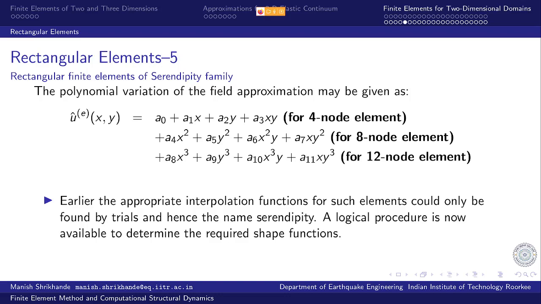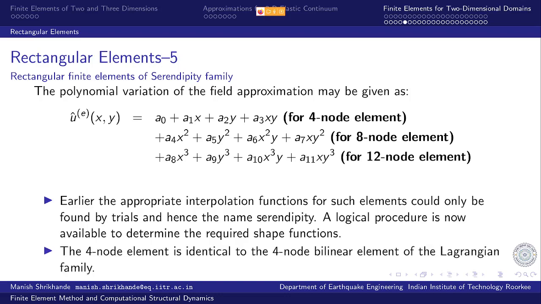So let us look at the process for the 8-node element. The 4-node element is of course identical with the 4-node bilinear element of the Lagrangian family. Bilinear because it is linear in x and linear in y. So two linear variations multiplying together.